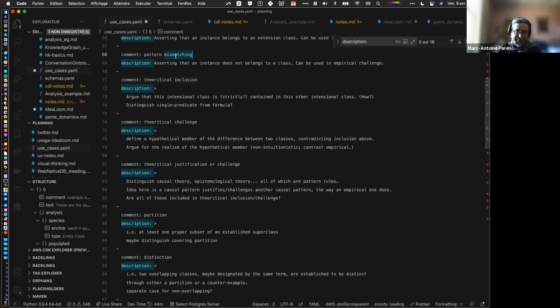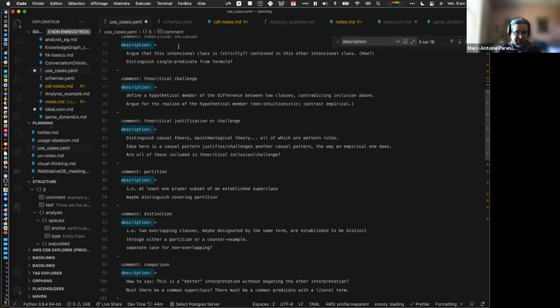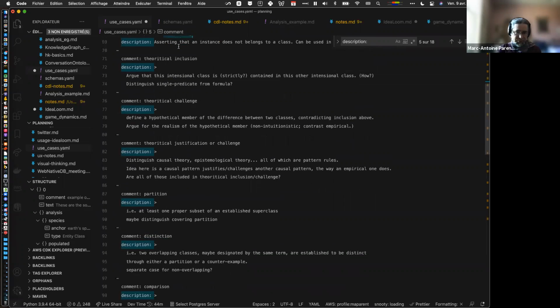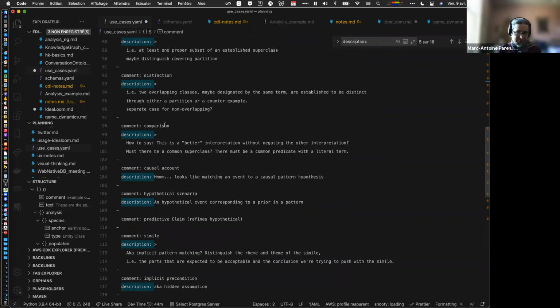So you're, again, in a way doing a pattern, an empirical distinction here between two classes, a partition. And then we get into totally distinct things of comparison, that's about this is more than that according to some common predicate with a literal value, literal term.